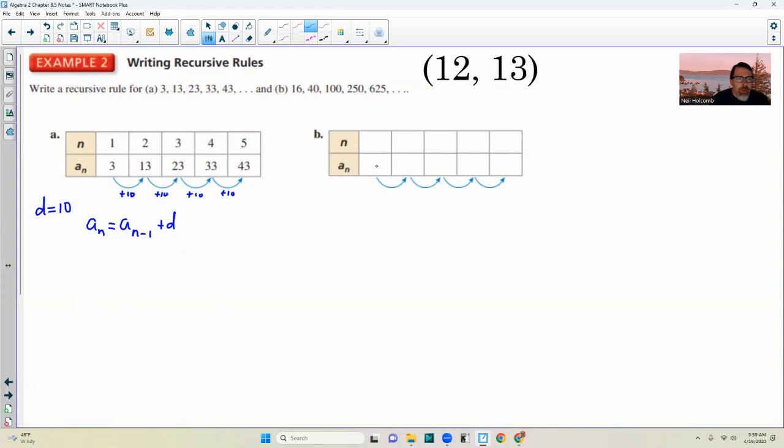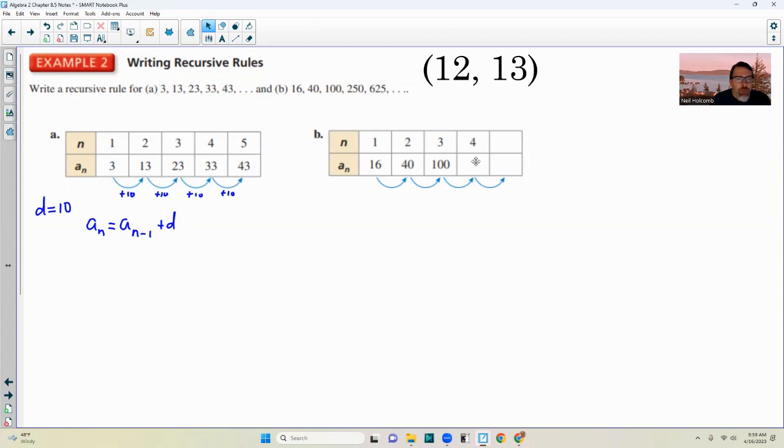Okay, and then now we're going on to the next one. So our n being 1, meaning first term, is 16. Okay. When n is 2, that's our second term. Our second term is 40. When n is 3, that's our third term. And our a sub 3 is 100. And our fourth n, our n being 4, fourth term, is a sub 4.